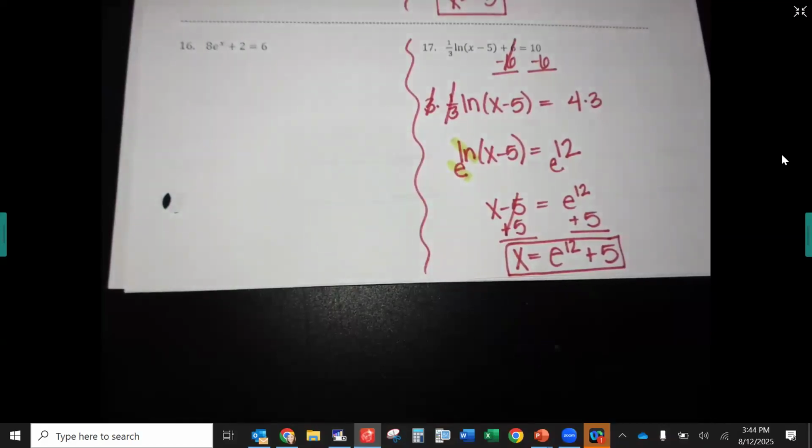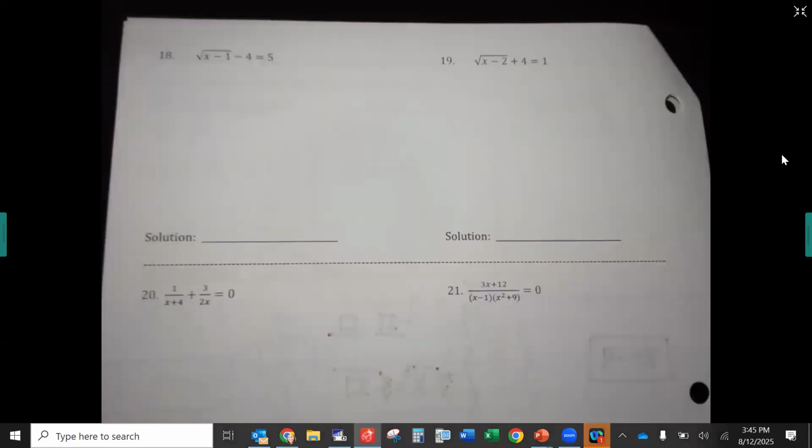If you haven't already, finish 16, and then we're going to add 18 and 19 off the next page. So we're looking at 16 if you haven't finished, 18, 19. Give those a shot. Okay, not 20 or 21 now.